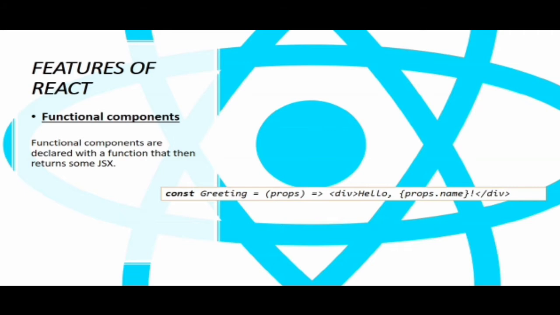Functional components. Functional components are declared with a function that then returns some JSX. Const greeting equal to, in brackets props, arrow function, div, hello comma, in braces props dot name, and closing the div. Props is a special keyword which stands for passing data from one component to another. Greeting is the name of the function and div is the HTML tag.